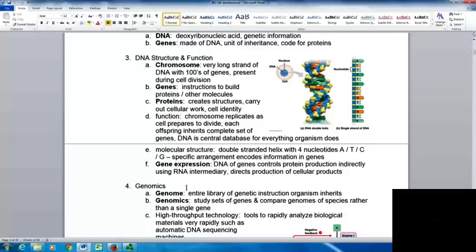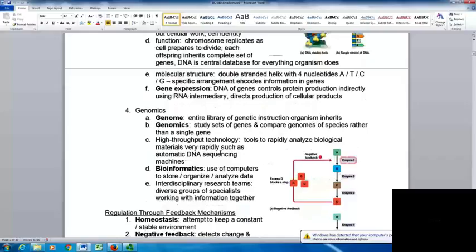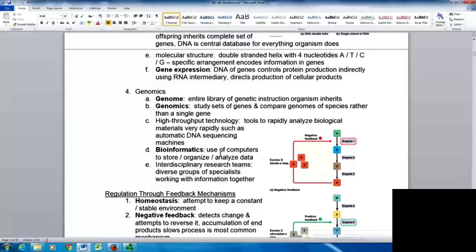So when we look at genomics, genomes are the entire library of genetic instructions an organism inherits. The genome does not specify what form the genetic information is in. Genomics is the study of the sets of genes and compares the genomes of species rather than just a single gene. Genetics is more focused on the individual genes. These days we use a lot of high throughput technology to rapidly analyze biological materials very quickly, such as automated DNA sequencing machines. Part of the reason for this is we can get the information so much quicker by having it being automated. With bioinformatics, we use computers to store, analyze, and organize the data.